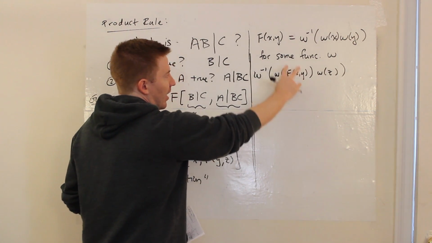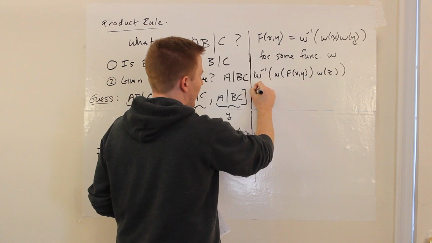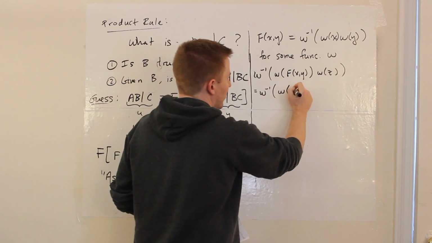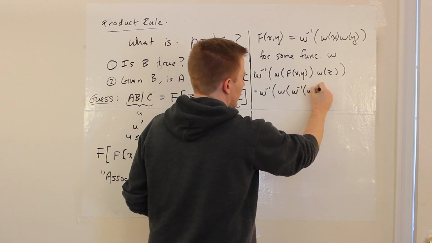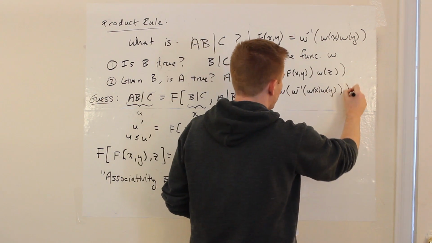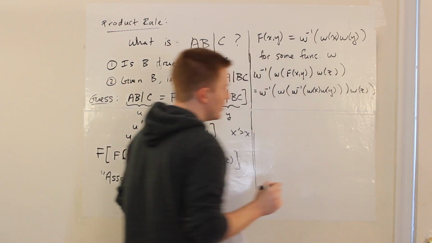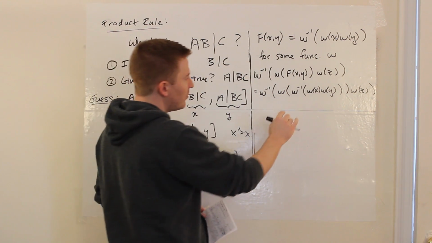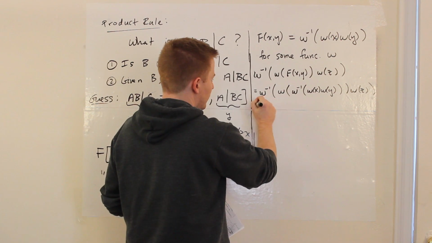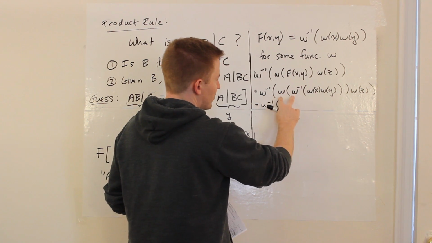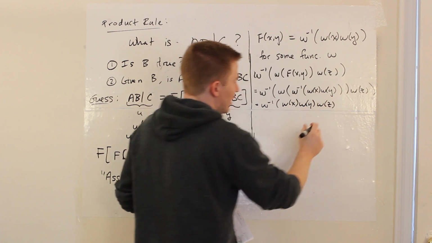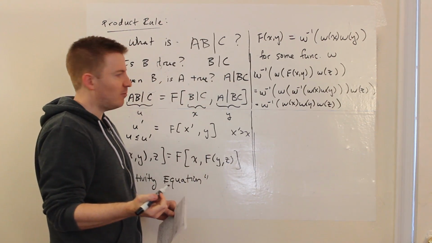Now f of x and y we can further write out in terms of w, so we have w inverse of w of f of x and y is w inverse of w of x, w of y, close parentheses, w of z multiplied. I hope I got all those parentheses in there. Now we have w of w inverse, or the function of its inverse, so we can cancel those two. So we're going to have w inverse of just what's in here, w of x, w of y, times w of z. Now close parentheses, that's as far as we get.